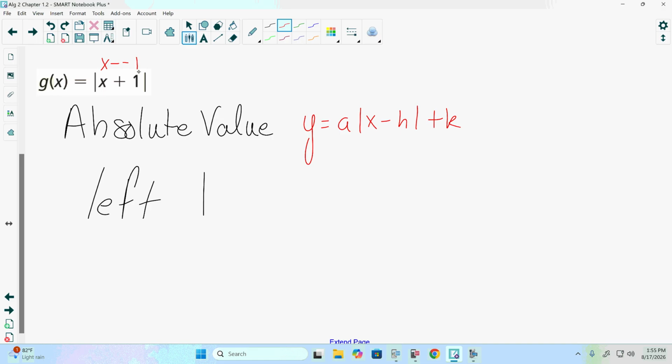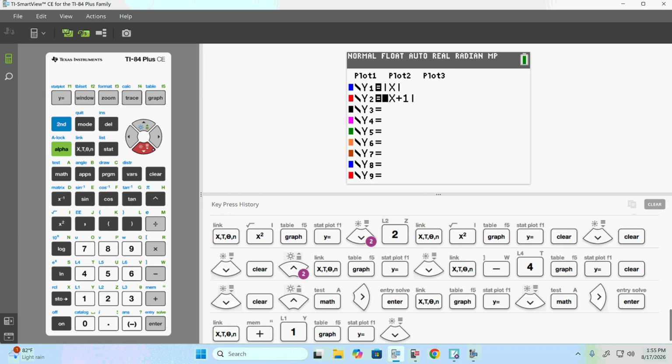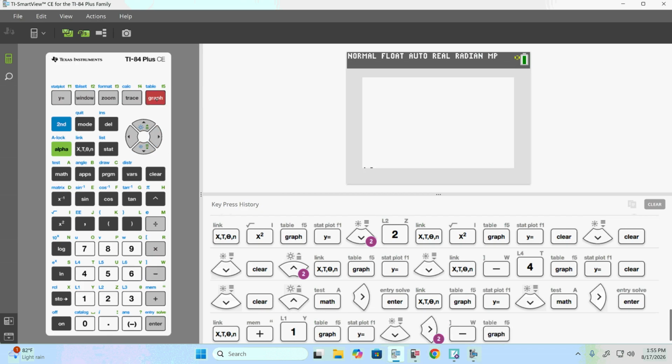Inside the parentheses and absolute values, it's going to really be the opposite of what we think, especially with horizontal translation left and right. When we get to horizontal stretch and shrink, it's really the opposite of what we think. So it looks like we should be moving to the right, but we're actually moving to the left. And when we have x minus 1, we'd actually be moving to the right. Because if I come down here and switch it to x minus 1, it does indeed move to the right.